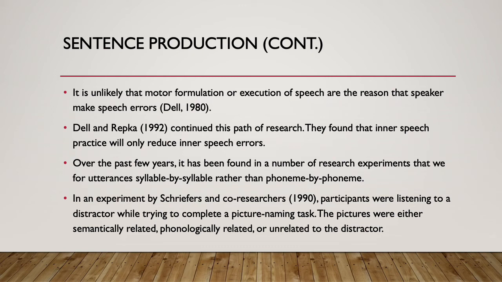In an experiment by Schiefers and co-researchers, participants were listening to a distractor while trying to complete a picture naming task. The pictures were either semantically related, phonologically related, or unrelated to the distractor. This experiment is elaborated on in your textbook, but essentially what it boils down to is that semantic processing during word production comes before phonological processing. In other words, the meaning of words comes before the actual formation and components of the words, utterances, or sentences. So basically, you know what you want to say, or the idea of what you want to say, before you have the words to actually say it, which is interesting, to me at least.